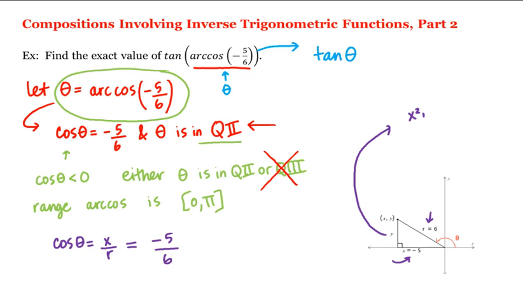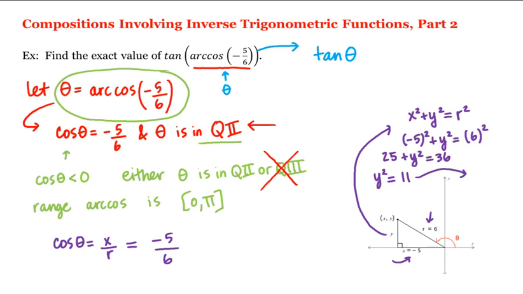That is, x squared plus y squared is equal to r squared, or negative 5 squared plus y squared is equal to 6 squared, or 25 plus y squared is equal to 36. And therefore, y squared is equal to 36 minus 25, which is 11. Or y is equal to plus or minus the square root of 11.